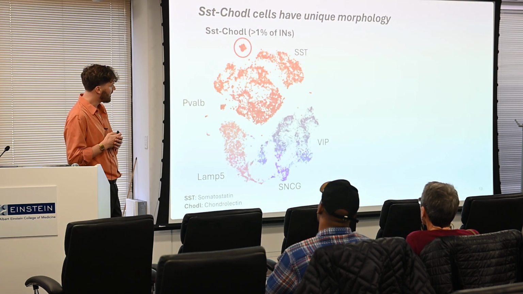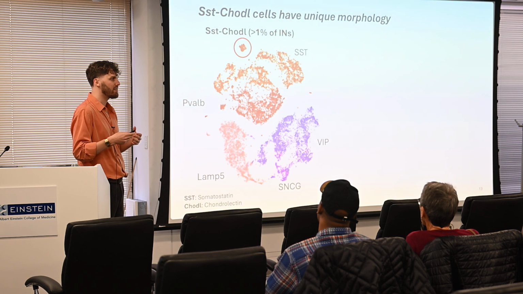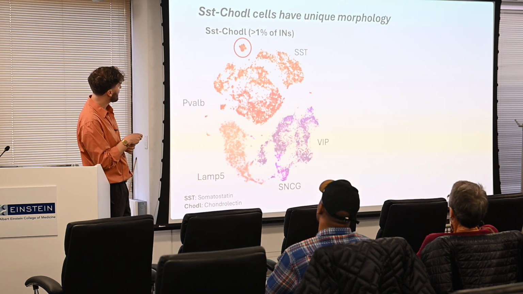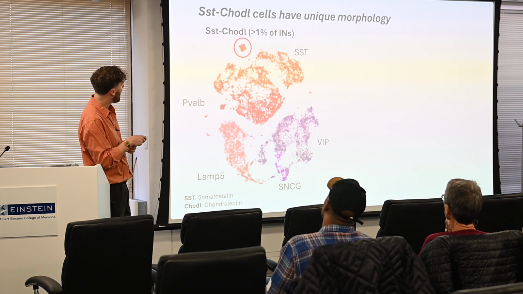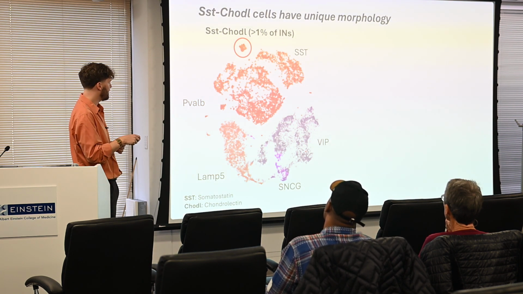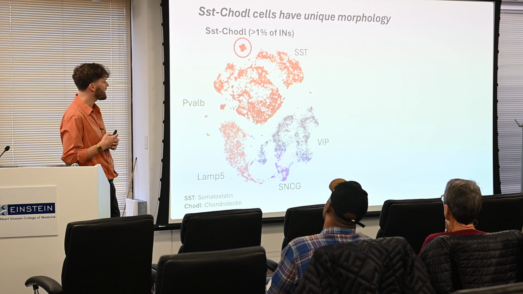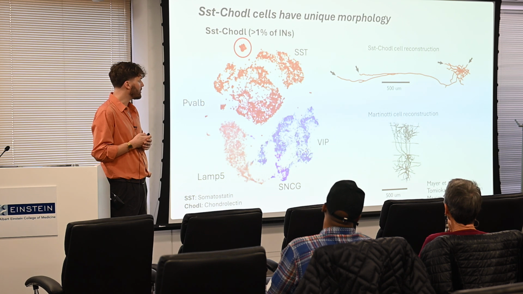I'm showing you another representation of this data from the last slide. Here, each dot is one cell that's gone through the single cell sequencing pipeline, and these dots are placed on this map next to one another based on their similarity of gene expression. So this island up here are the somatostatin chodal cells. They're all clustered tightly on top of one another, and they're clustered away from the rest of these other inhibitory neurons, suggesting that their gene expression is really quite distinct from other inhibitory neurons. And unsurprisingly, they have other really unique features about them.